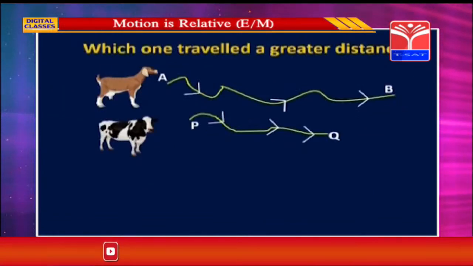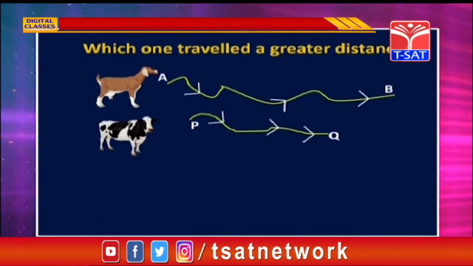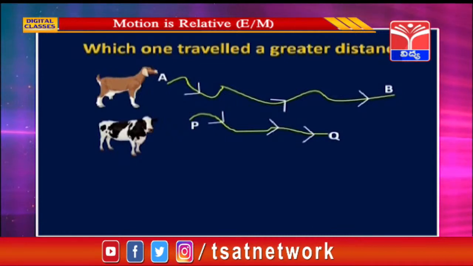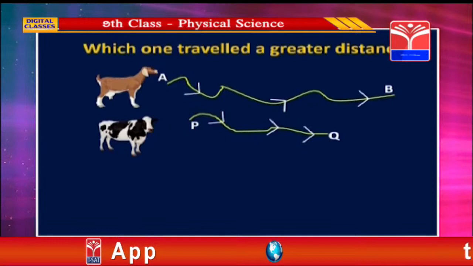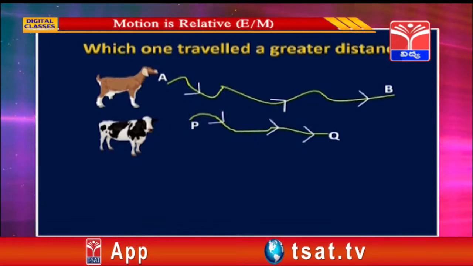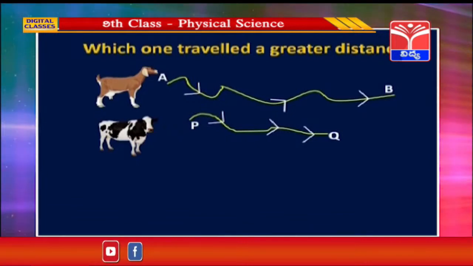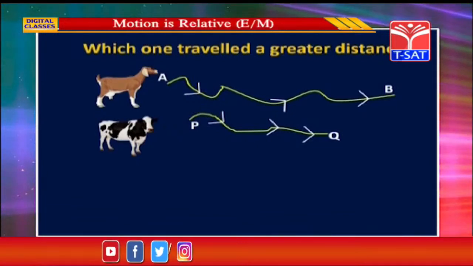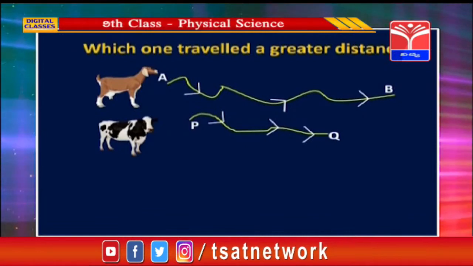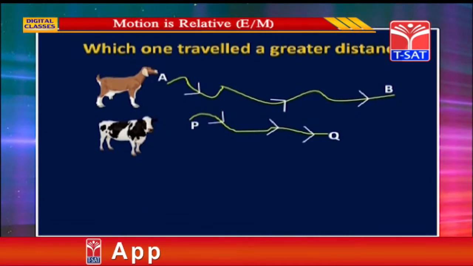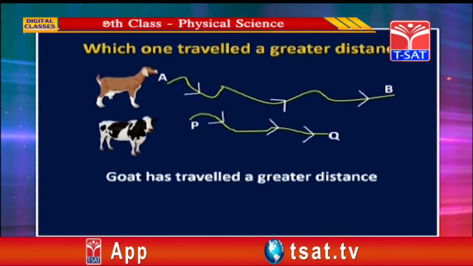Consider another example. Here is a goat and a cow. A goat has moved from point A to point B along the shown path, and a cow has moved from point P to point Q. Looking at the figure, we can say which one has travelled a greater distance. It is the goat which has travelled a greater distance. And how are we able to do that? It is because by simply comparing the lengths of the two paths, we can say the goat has travelled a greater distance.